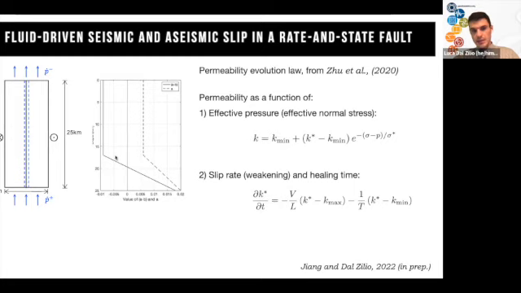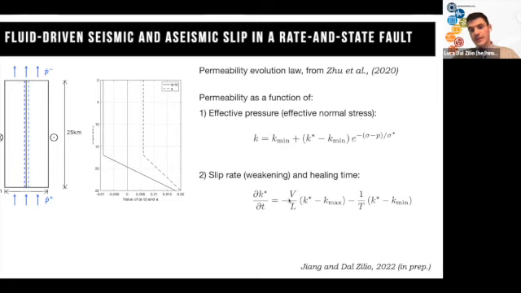Here you can see the depth distribution of the rate and state frictional properties, but we also try to account for the evolution of permeability by taking into account the evolution due to the effective pressure, which is basically simulating the closure of the fault with the effective pressure, and the evolution with the slip rate and the healing time. In particular, this permeability evolution law had been proposed by the study of Zhu et al. in 2020.